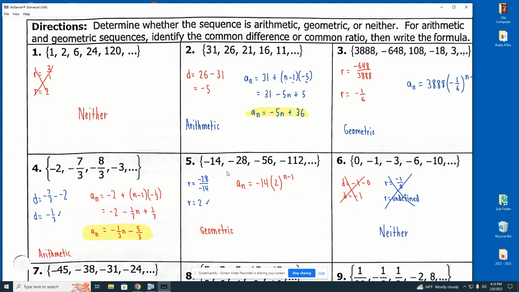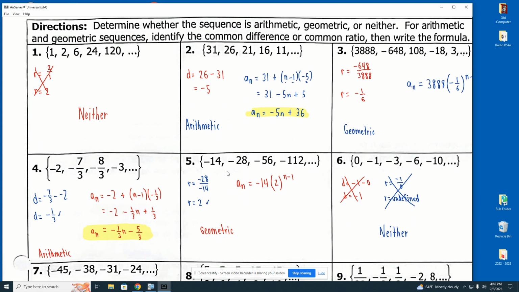Here's the last 3, 4, 5, and 6. You can check those out. I'll leave those up there for just a couple minutes, and then we'll move along. Number 4 was arithmetic. As you can see, the equation, in fact, you might want to take a quick picture if you didn't get it right, because we are going to move on a little faster than a couple of minutes. Number 5 was definitely geometric.